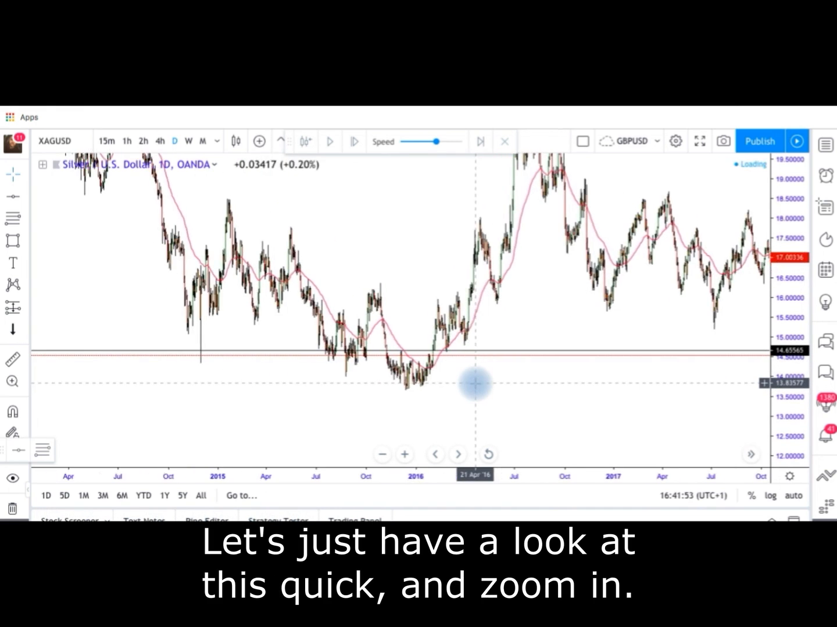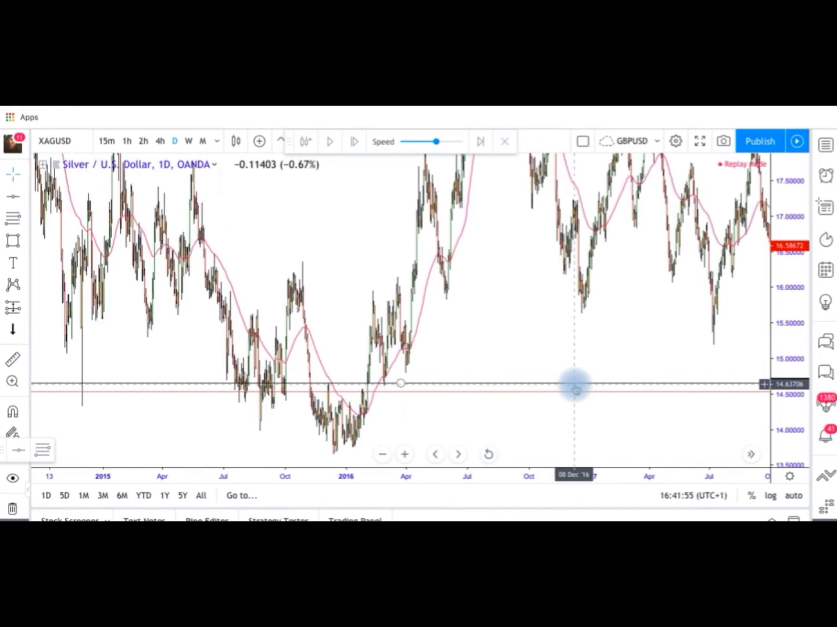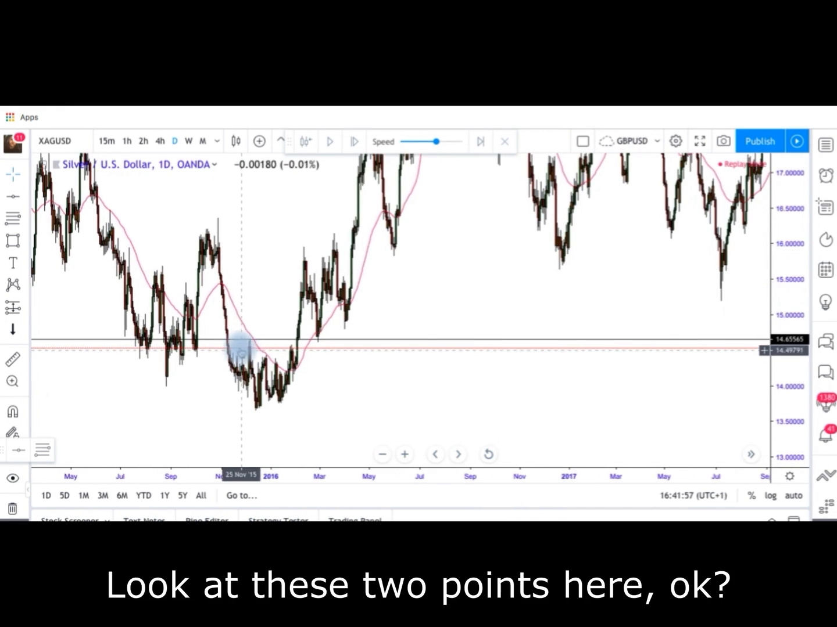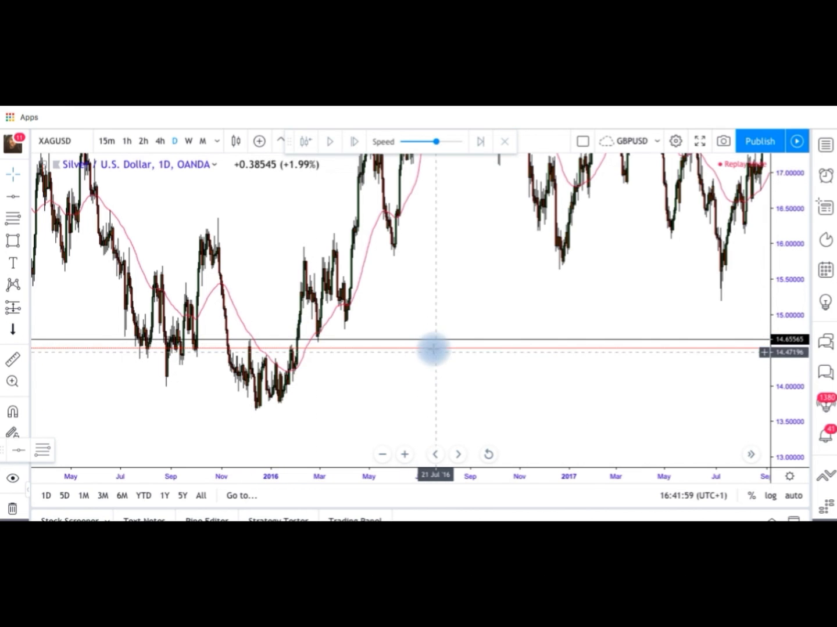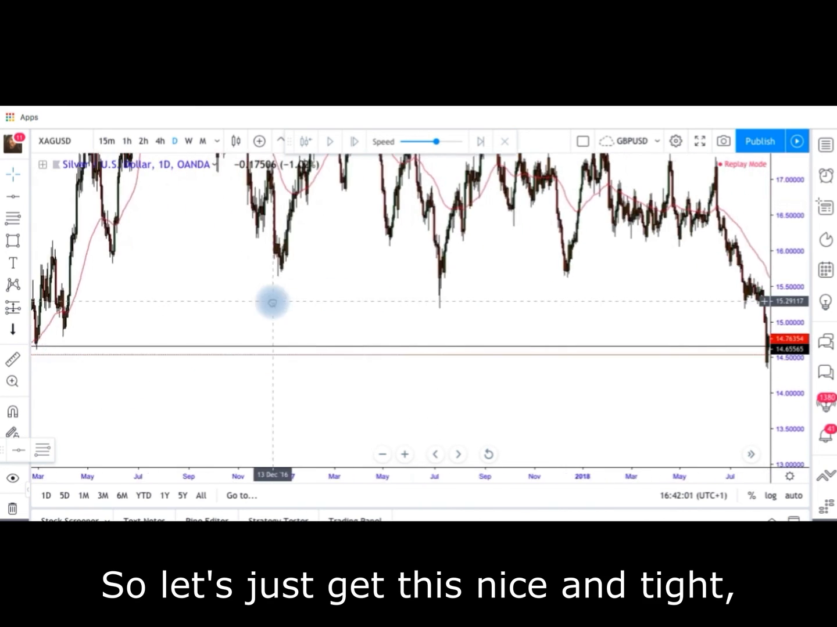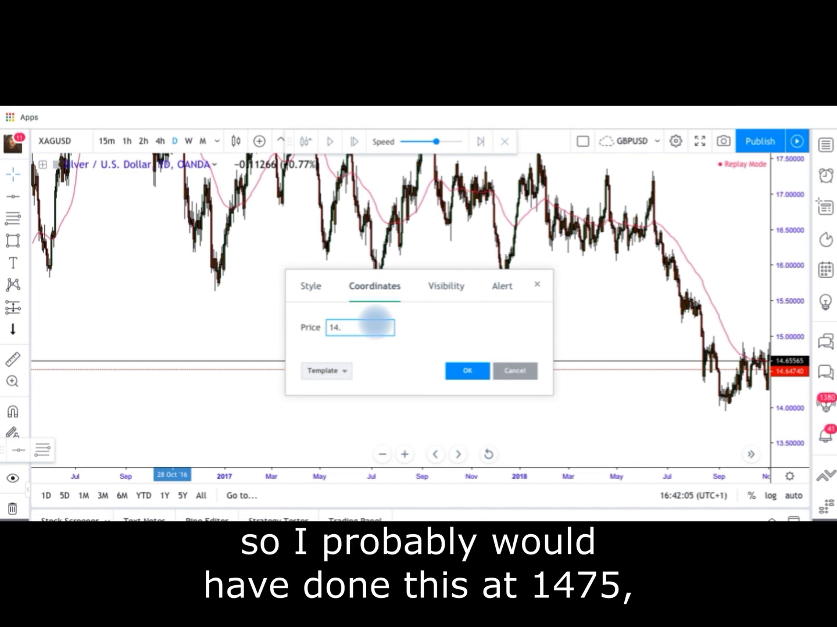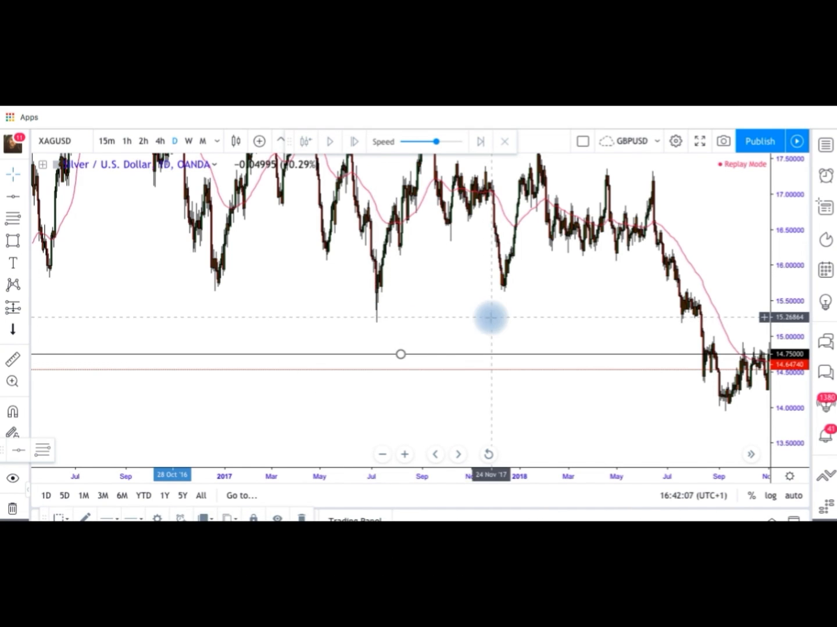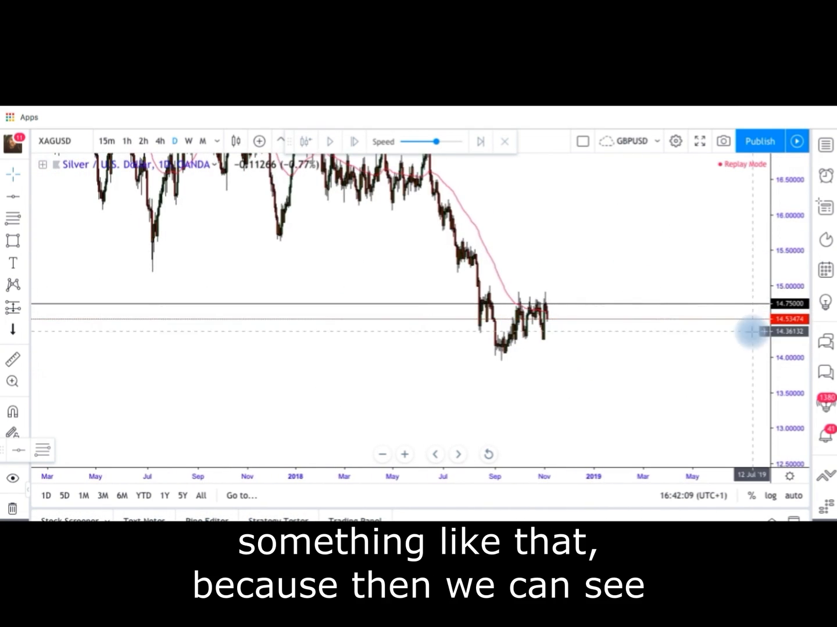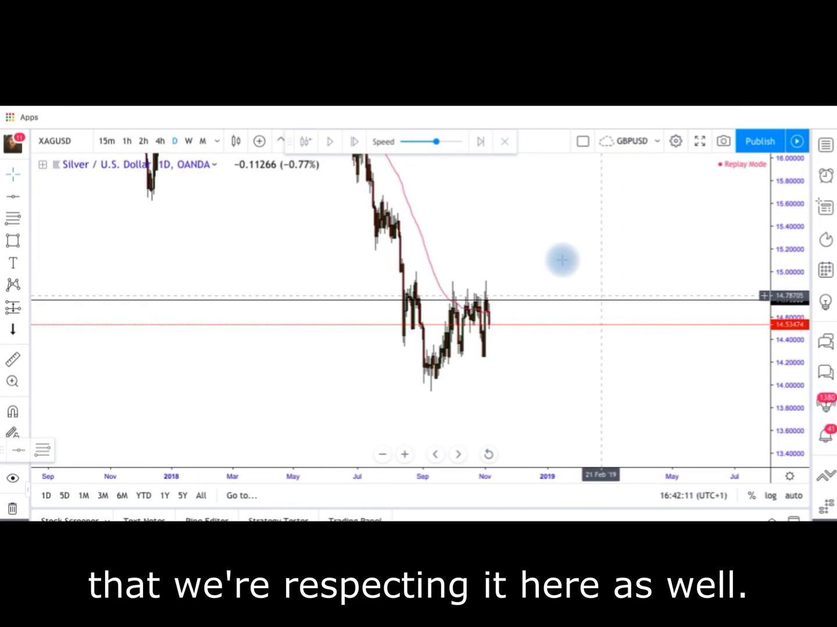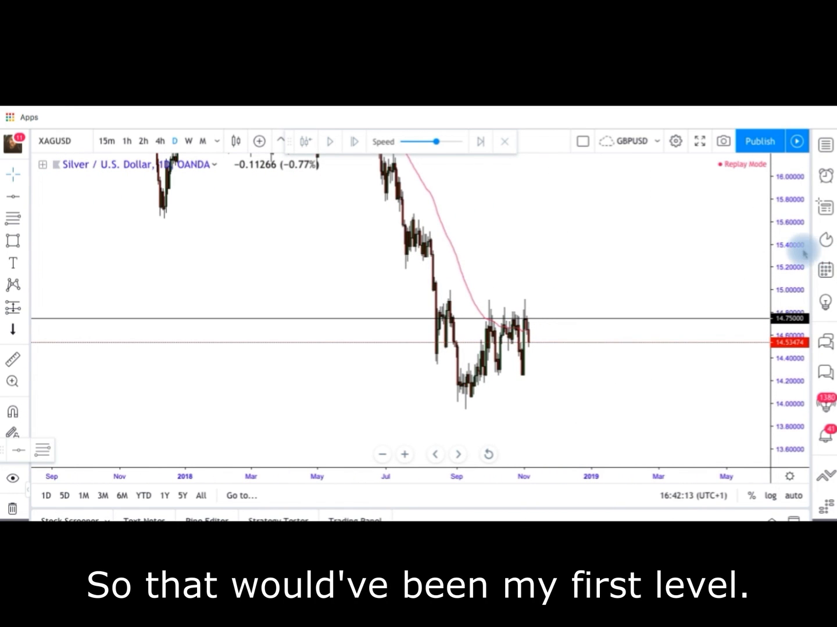Can you see this? Let's just have a look at this quick and zoom in. We've got these 2 points here, okay? So let's just get this nice and tight. So I probably would have done this at 14.75, something like that, because then we can see that we're respecting it here as well. So that would be my first level.